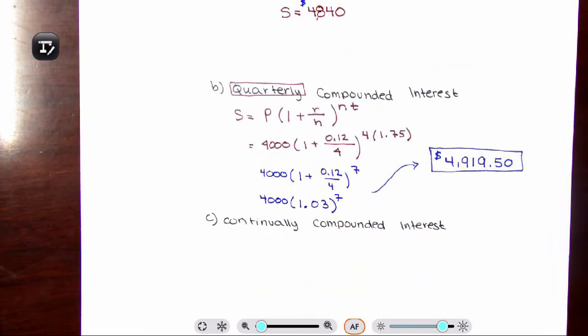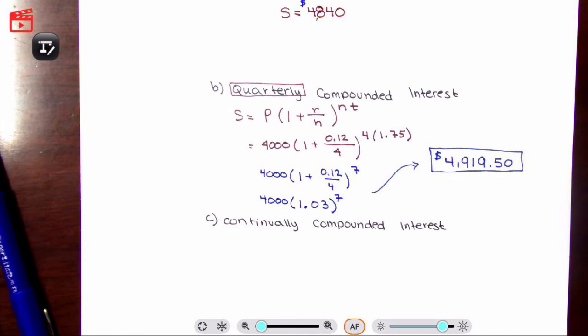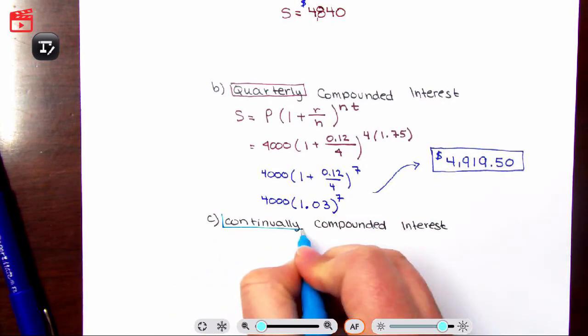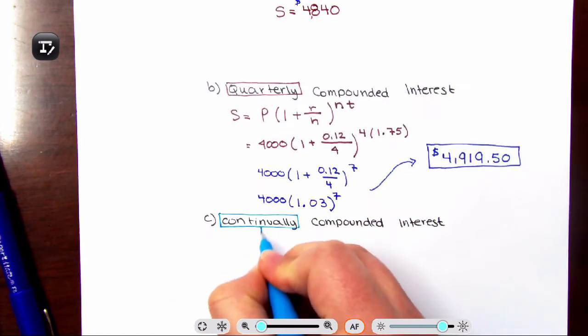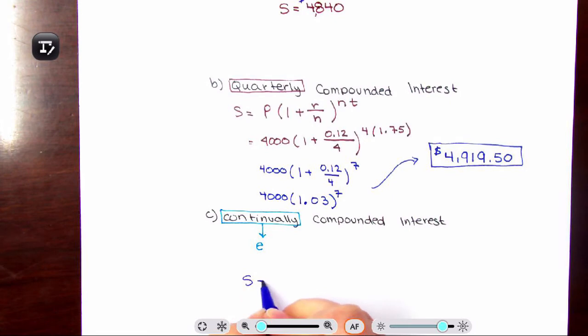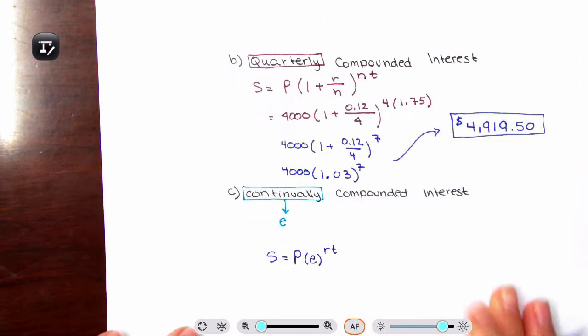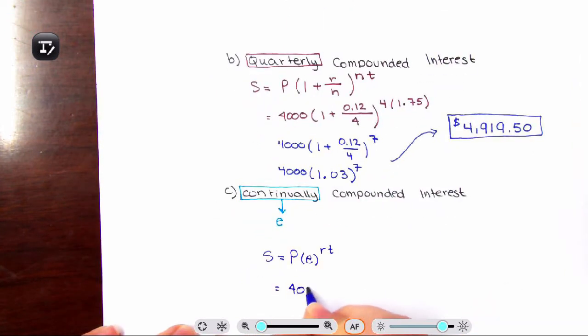Let's do compounding continuously. Again, anytime you see the word continuously, that is your red flag, glitter in the air type of situation. Continuously means you use the formula with the E. So the formula with the E is S is equal to the principal times E to the RT power. Now, our principal is 4,000. E remains E. Remember, E is just a value. It's a rational value.